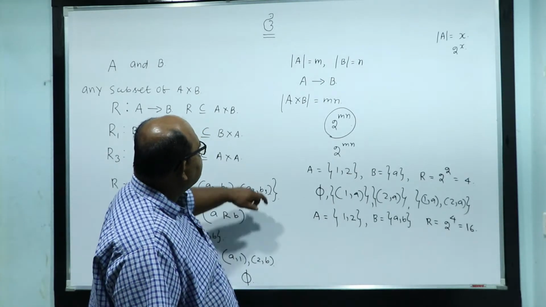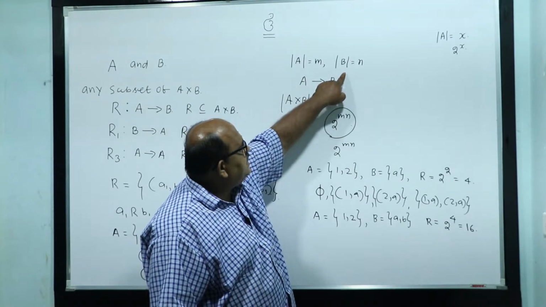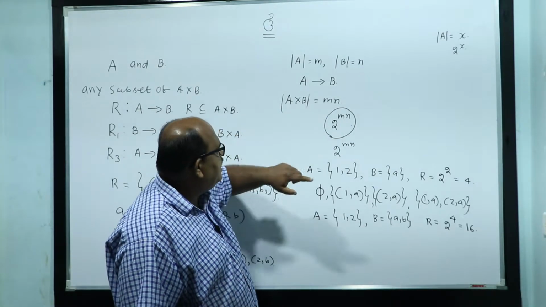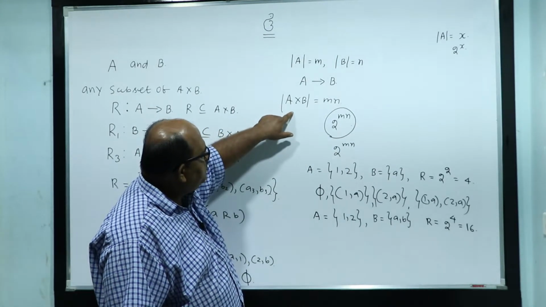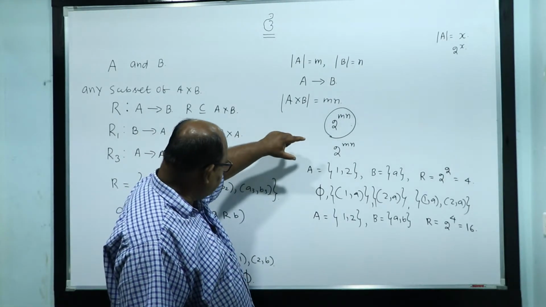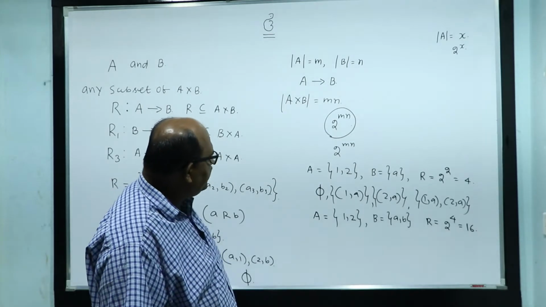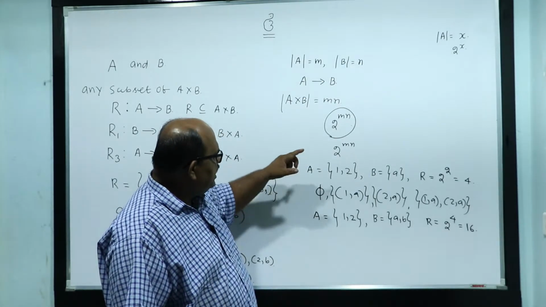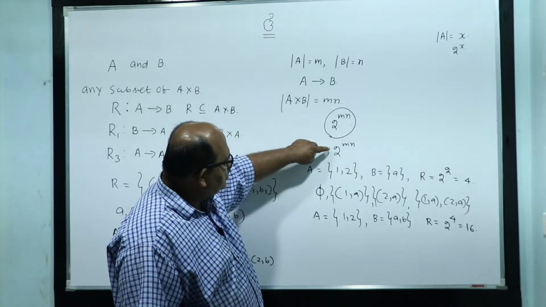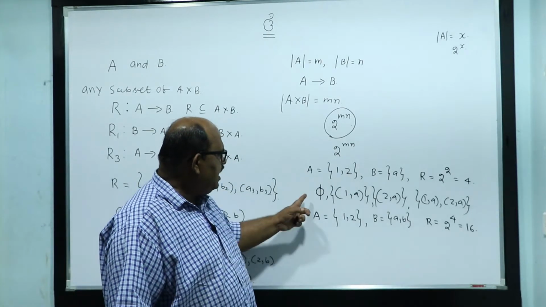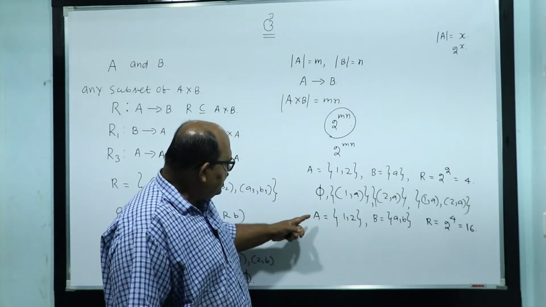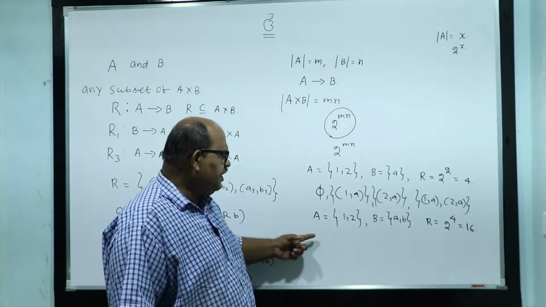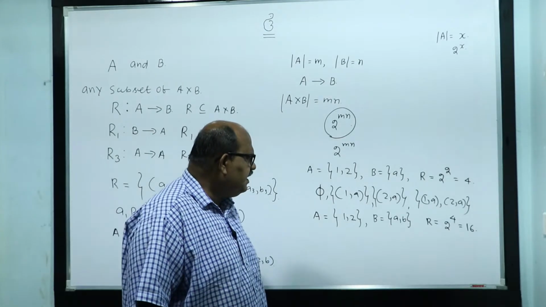For a set A with m elements and set B with n elements, A into B has mn elements, and we know that if A into B has mn elements, the number of subsets is 2 to the power mn. So we take an example, and we see the number of relations is 2 to the power mn. Using the formula, we get 4, and we wrote the 4 relations. Similarly, applying the formula in this case, we get 16 relations. Write them yourself first, and later watch the video, where I have written the 16 relations. Okay.